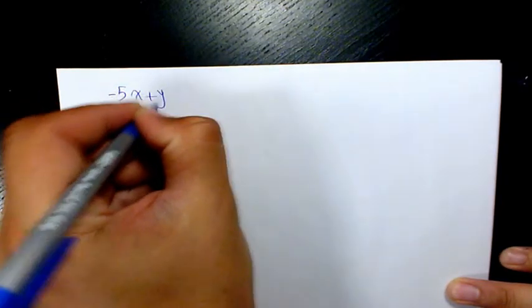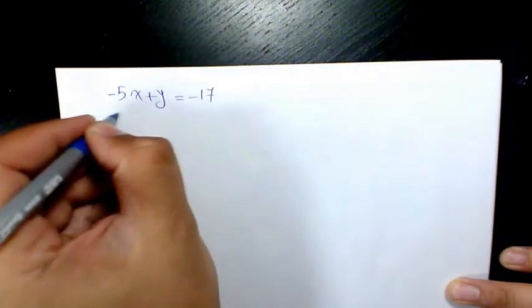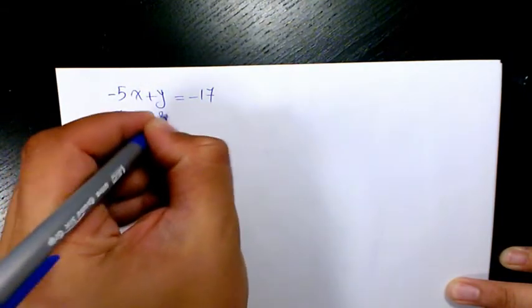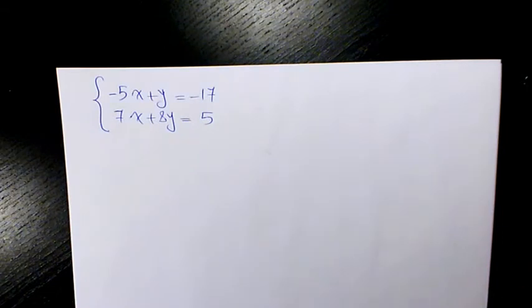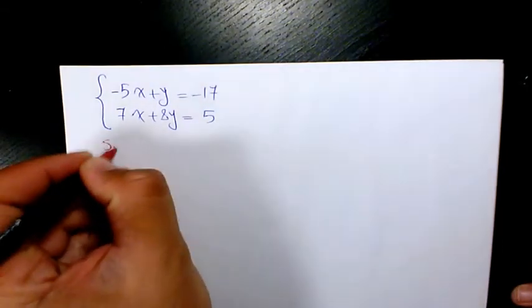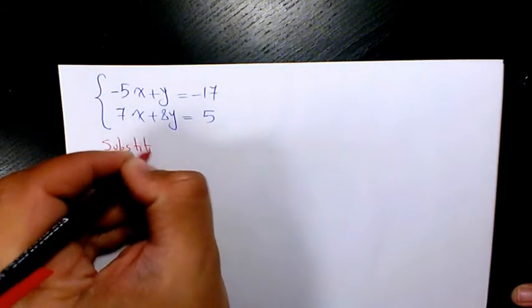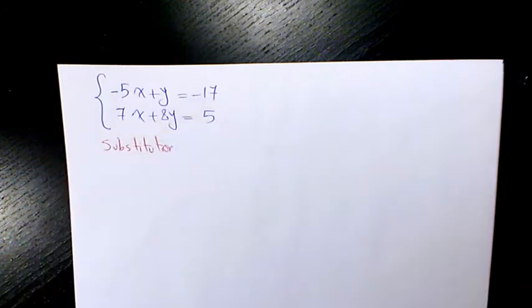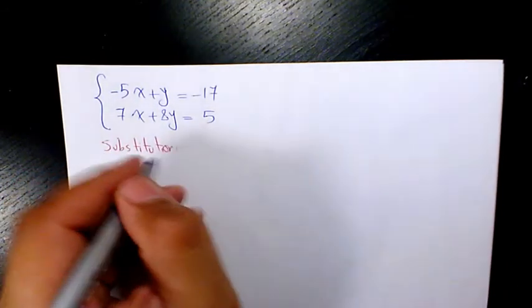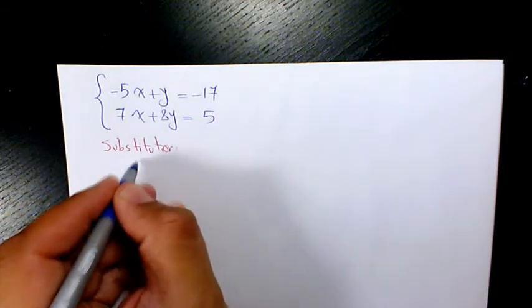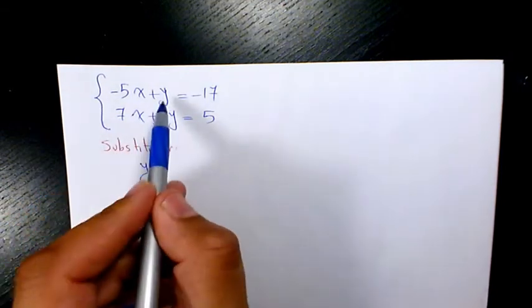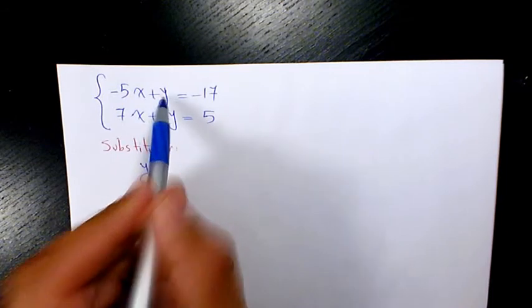Let's take a look at the next example. We have negative 5x plus y equals negative 17, and 7x plus 8y equals 5. So what I can do is start with the substitution method. As I said, you can use either substitution or elimination. When you do substitution, it's better to isolate y in the first equation because the coefficient is 1.